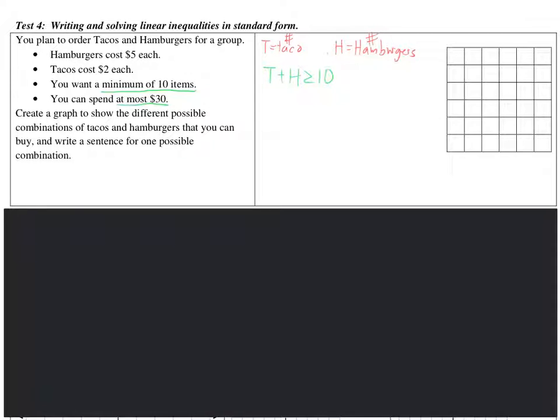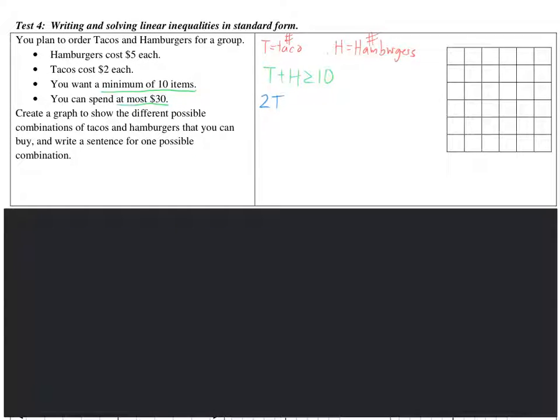All right, now I'm going to make another inequality. How much is a taco? Well, aren't tacos $2? So wouldn't 2t give me the cost of tacos? Let's think what 2 times t means. If I bought 5 tacos, wouldn't 2 times 5 be $10? If I bought 10 tacos, wouldn't 10 times 2 be $20? Do you understand 2t represents the price of t tacos?